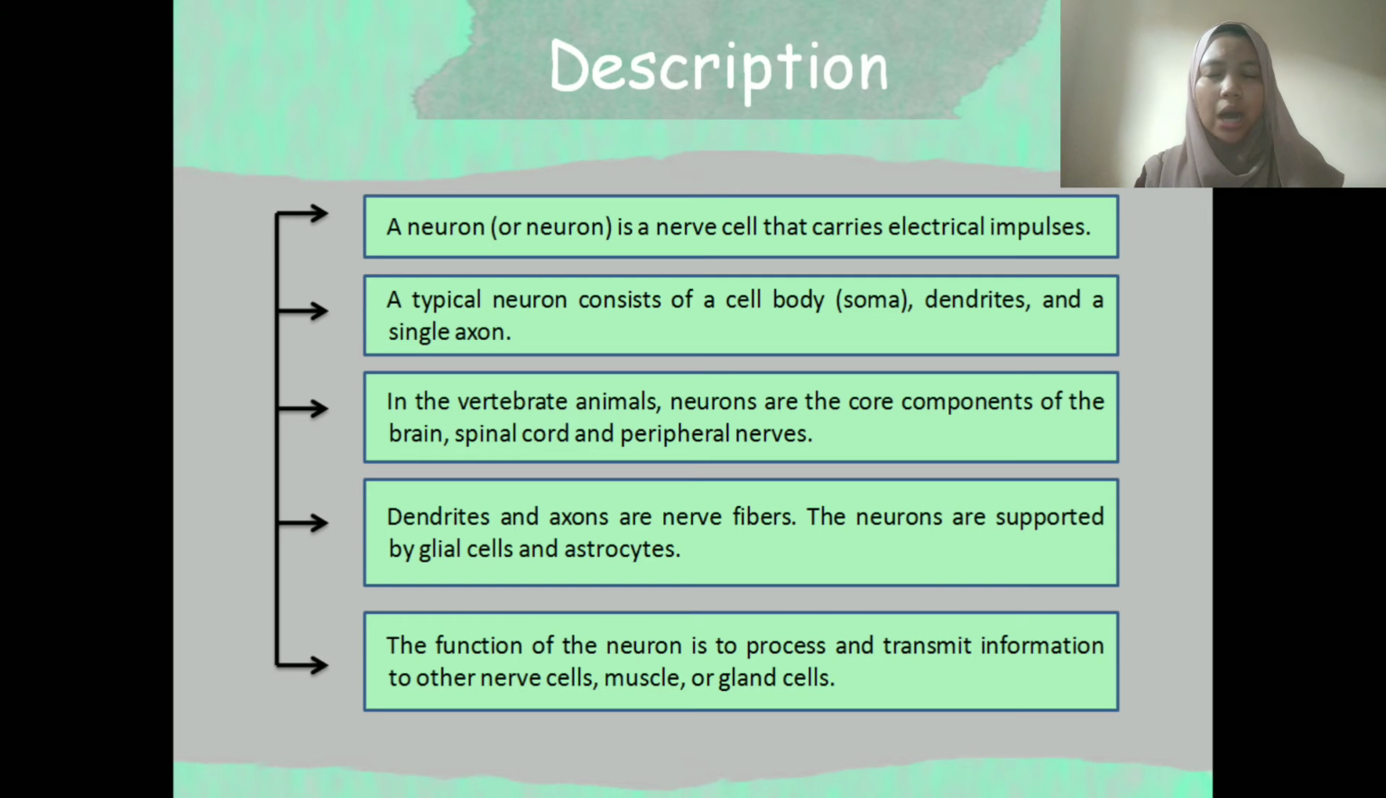There are about 86 billion neurons in the human brain, which is about 10% of all brain cells. The human brain has about 16 billion neurons in the cerebral cortex. The neurons are supported by glial cells and astrocytes. The function of neuron is to process and transmit information to other nerve cell, muscle, or gland cell.